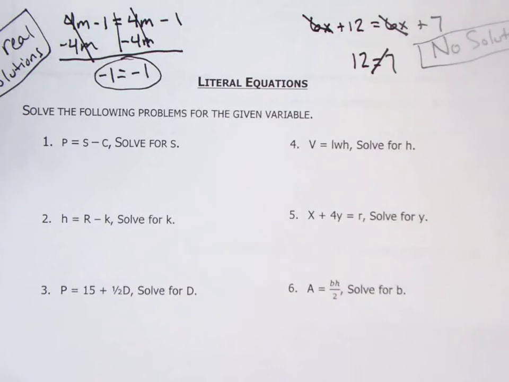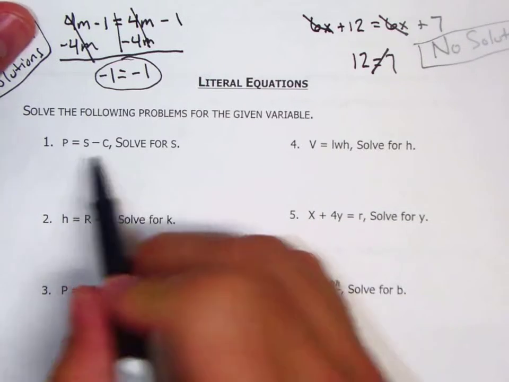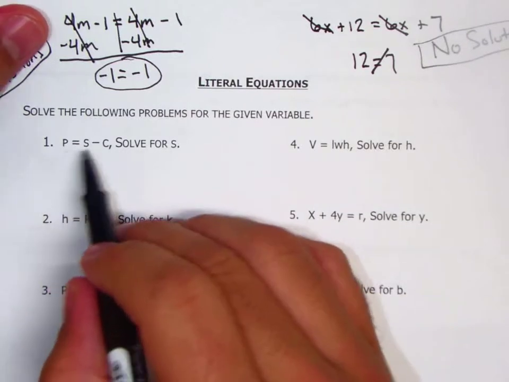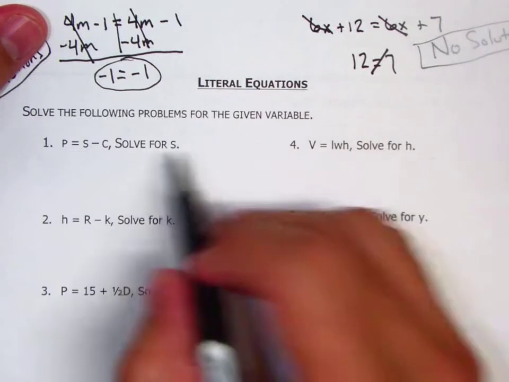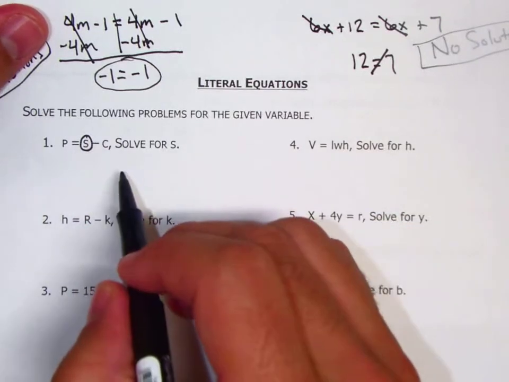Well, I'm here to tell you that there's no need to be freaked out by a bunch of letters, because as long as you know what you're supposed to be doing, the exact same rules apply whether there are numbers or letters. For example, this says P equals S minus C. Solve for S. So if I circle S, that's what I'm solving for.